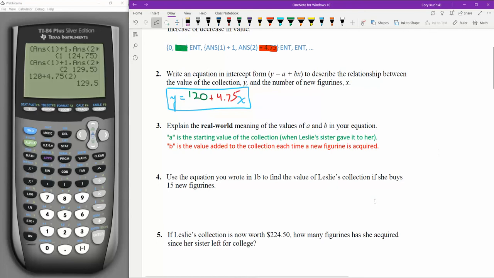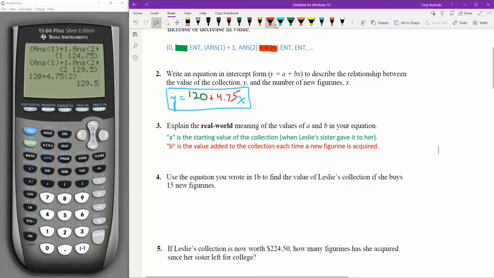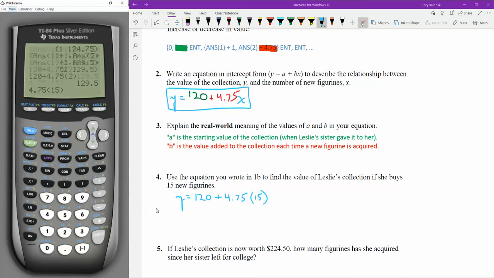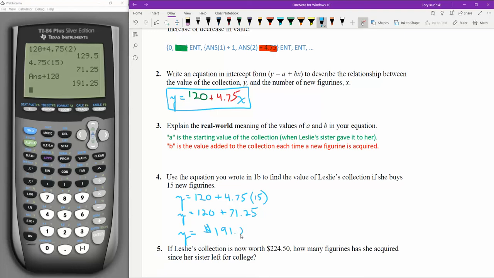Use the equation you wrote in 1B to find the value of Leslie's collection if she buys 15 new figurines. I think I need a little bit more room here. So we'll do y equals 120 plus 475 times 15. All right, 475 times 15 is 7125, as in the value of the collection went up $7,125, and when we add 120 to that, we get the total value of the collection, which is $7,245.